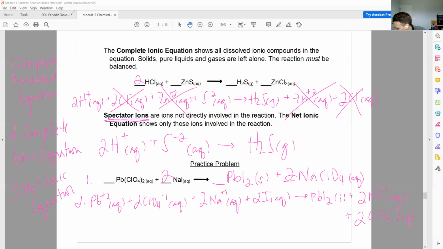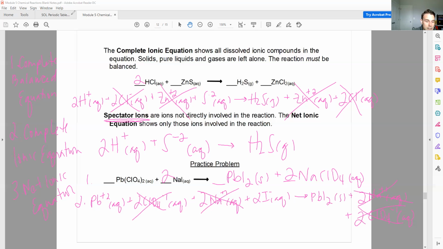Now, the next thing we look at is what ions can I get rid of? What are my spectator ions? They're spectating, they're watching, they're not doing anything. So that would be the sodium ion. See you later. And the 2 perchlorate ions.